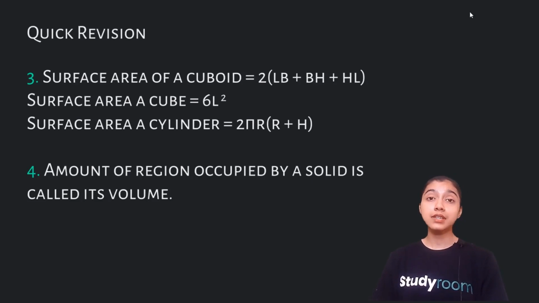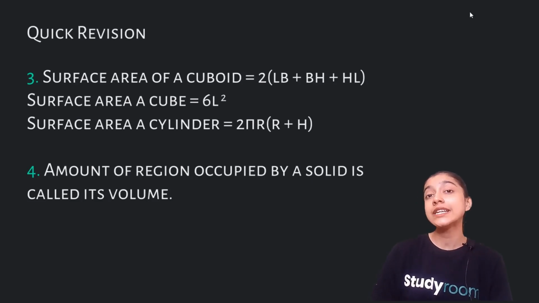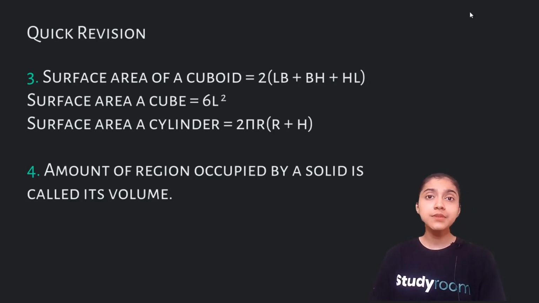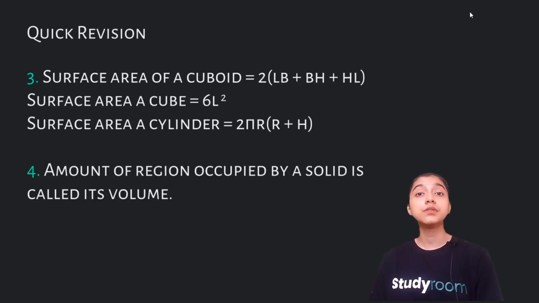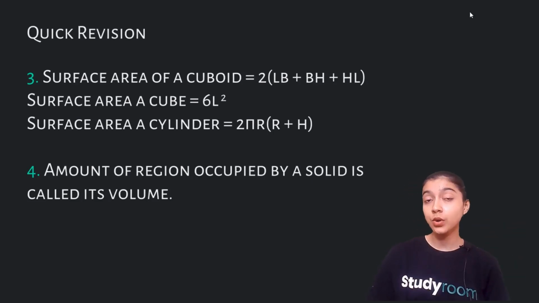The next thing we discussed after surface area was volume. Volume is nothing but the amount of space that is occupied by a particular object. If I take a cylinder and it is occupying, let's say, 100 centimeter cube, then 100 centimeter cube is the amount of space that the cylinder is occupying and it will be the volume of the cylinder.